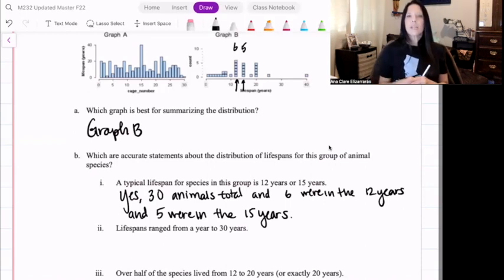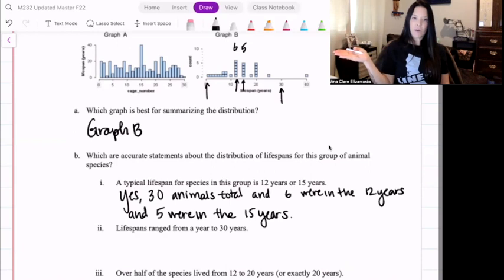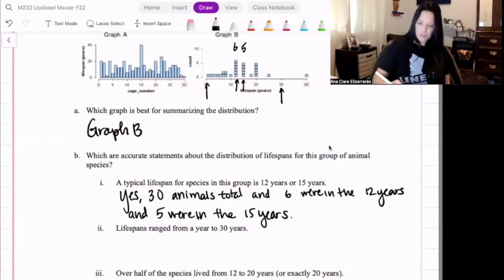Lifespans ranged from 1 year to 30 years. 1 year here, that's true. And then 30 years here. That's not true. I have a lifespan of 40. It goes from 1 to 40, not from 1 to 30. So this is not true.